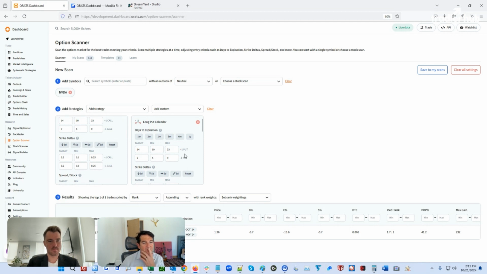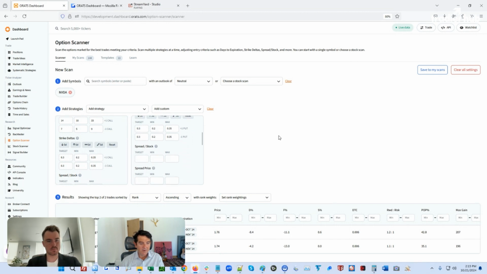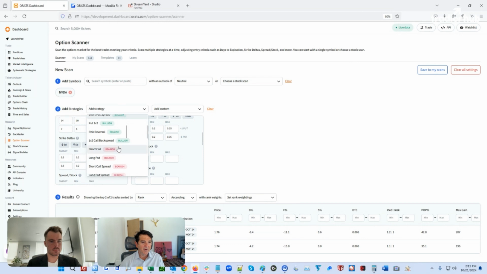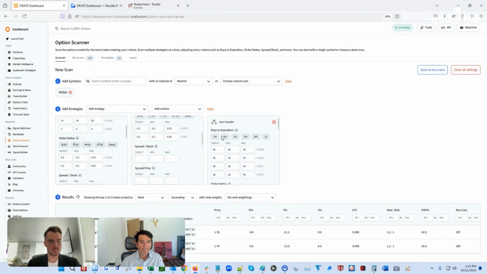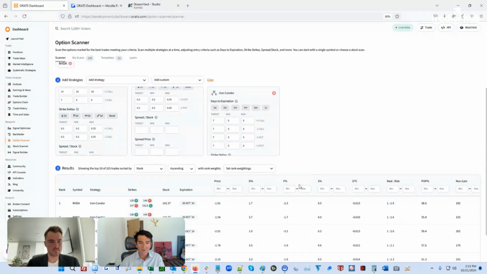So maybe, I wonder if we should go up a little bit. Let's go to 30. All right, so we have a call calendar and a put calendar. Neither one is really great from a forecast standpoint. Let's look at another thing. Let's look at an iron condor. And let's do that again. Let's look at a week. All right, so these are looking a little bit better.